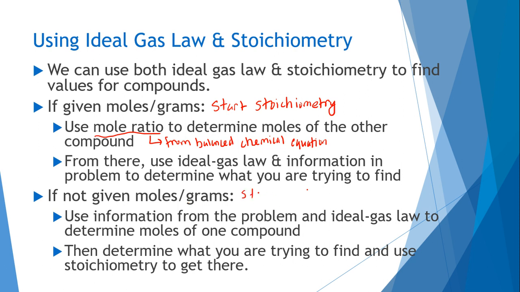If you are given a problem and you are not given moles or grams, mathematically you're going to start with the ideal gas law first. We're going to use the information from the problem and the ideal gas law to determine the moles of one compound. Once you figure out the moles, then we're going to use stoichiometry to determine what we're trying to find. So maybe we're trying to find grams of the other product. I'm going to do an example of each of these scenarios, and then for homework, I'm going to have you do an example of each of these as well.